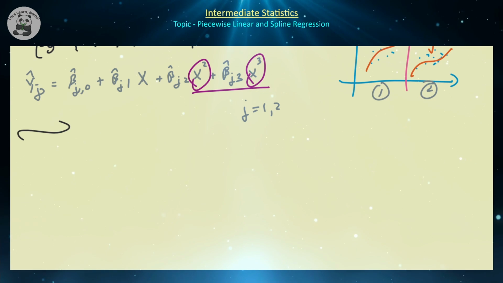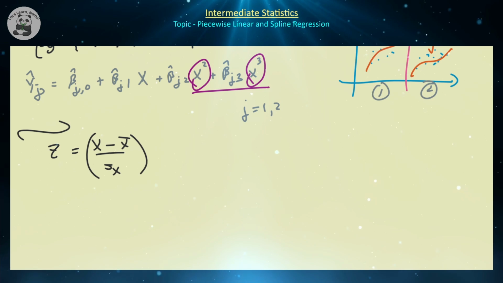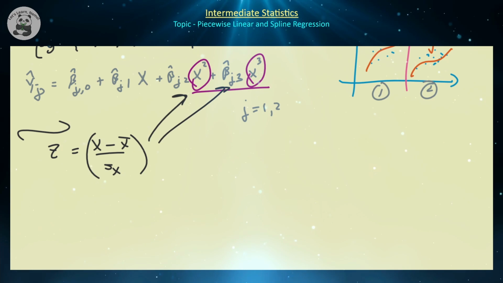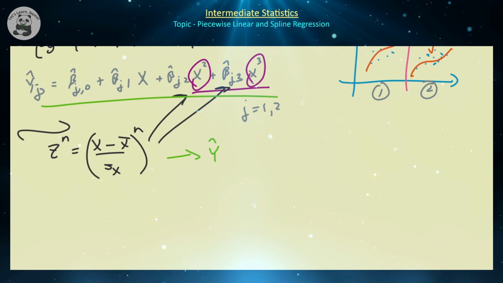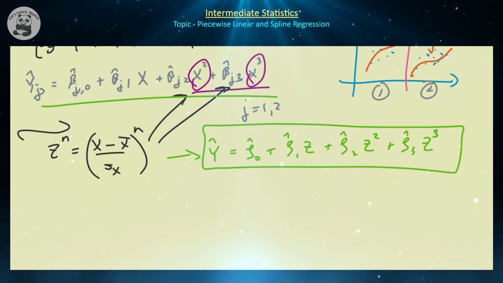So for each of these, let's standardize those predictors. And in case you don't remember, z is going to be defined as x minus x bar divided by the standard deviation of x. And then we're going to be squaring those z values and cubing those z values. And that's going to give you our new design matrix, but it's going to be in terms of z. So once we convert this into the standardized world, we're going to have y hat is equal to, say, zeta hat 0 plus zeta hat 1 z plus zeta hat 2 z squared plus zeta hat 3 z cubed. Right? So this would be our standardized model.